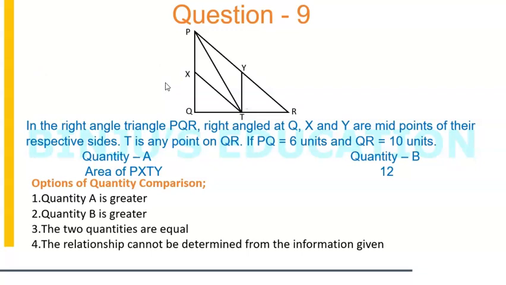So in a right angle triangle PQR, this is 90 degrees, right angled at Q. X and Y are midpoints of the respective sides. T is a point on QR. PQ is 6, so this is given to you as 6. QR is 10. So this is given to us as 10. Quantity A is the area of PXTY and quantity B is 12. Now the area of PXTY, which is a quadrilateral, can be divided into two triangles as something like this, right?